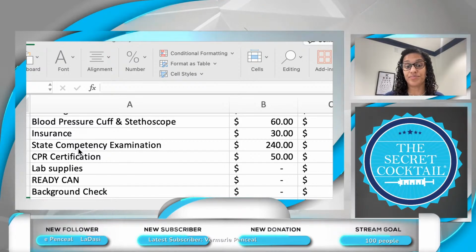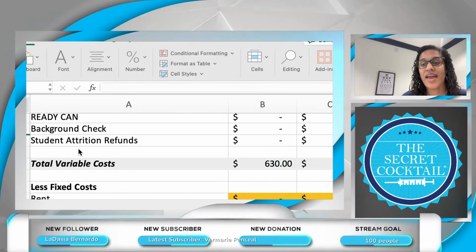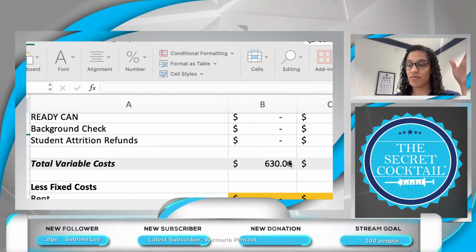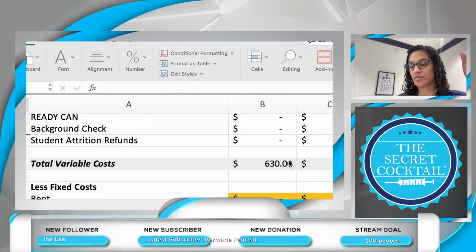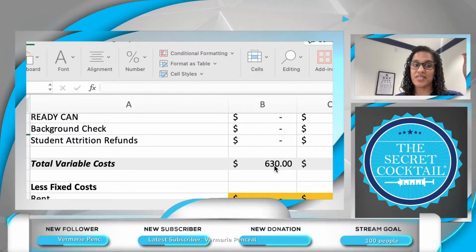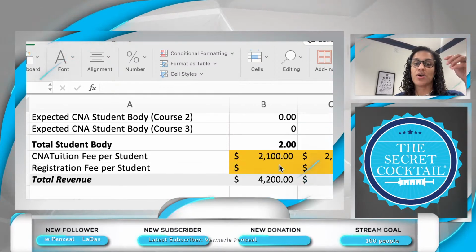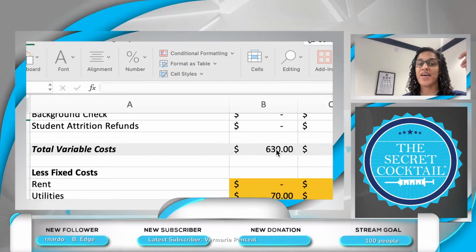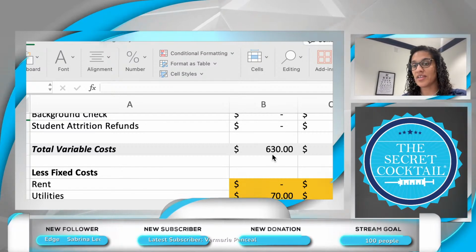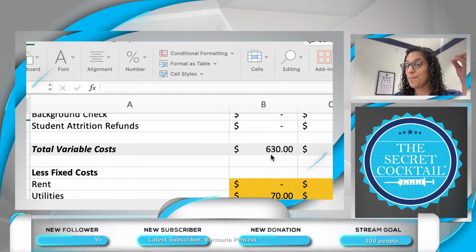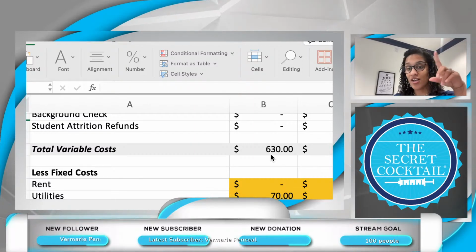And that's okay. So now we have all of our variable costs, and for 2 students, because remember, I'm only getting all this for the 2 people I plan on having, I total this up, and this is my total variable cost. So if I were to make $4,200 this month, I know for a fact $630 of it is going to all these items to be able to deliver this service. But guess what? The costs don't end there.